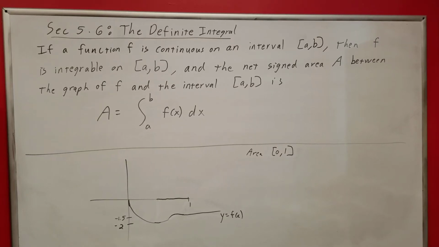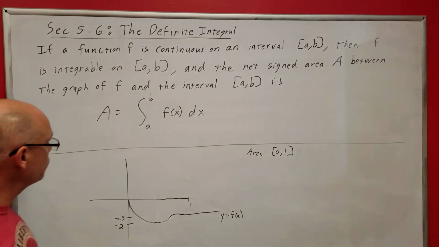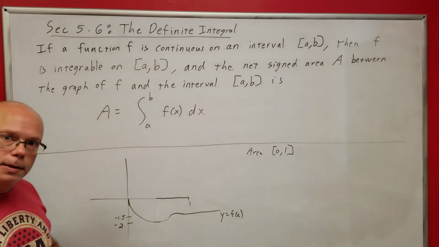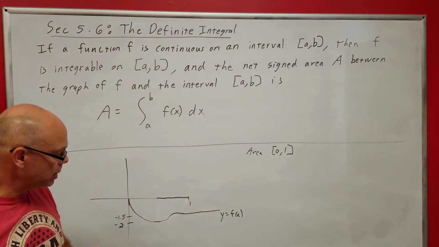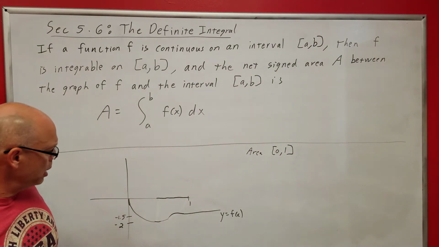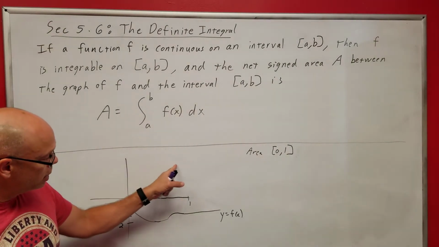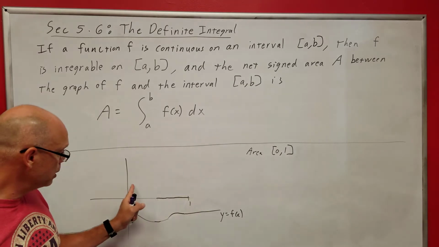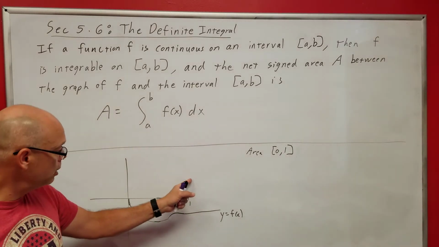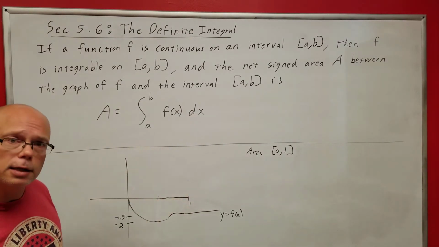Section 5-6, a definite integral. All right, before we start with actual 5-6, let's talk about something that's going to help us here in 5-6. Everything that we looked at until now, we had a curve that was above the x-axis, and we found the area between A and B, between the curve and the x-axis.